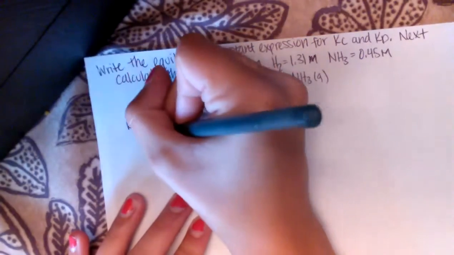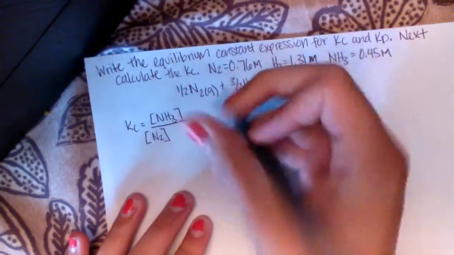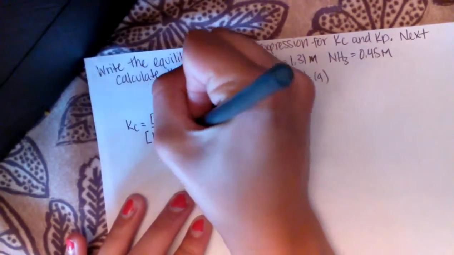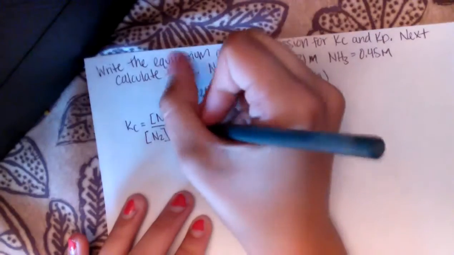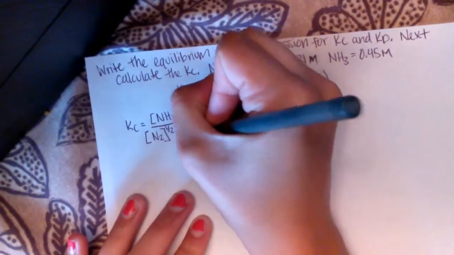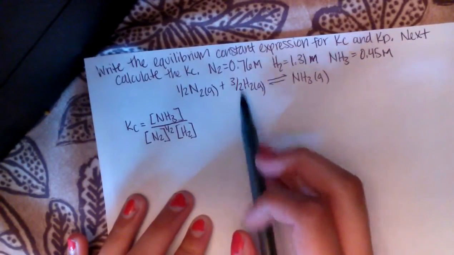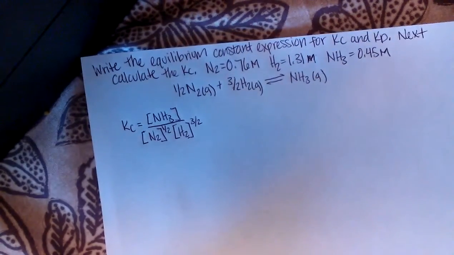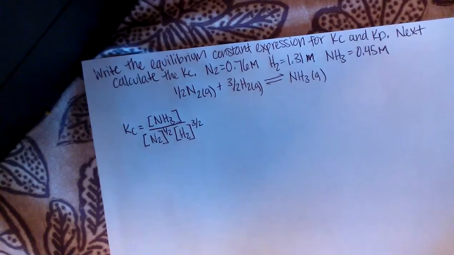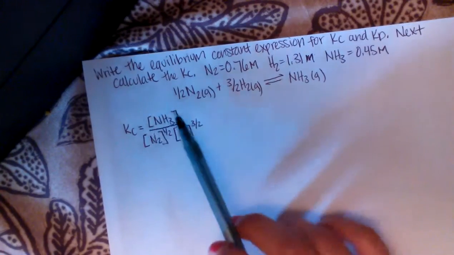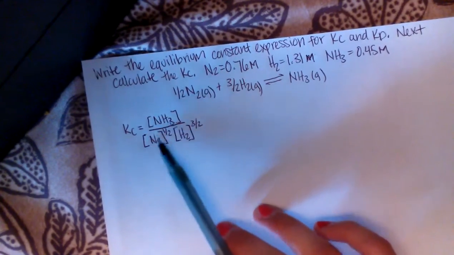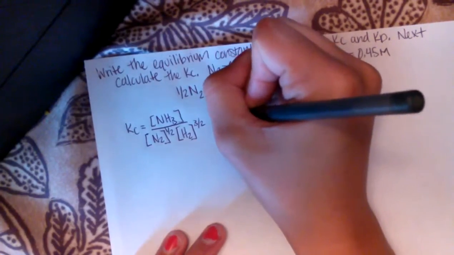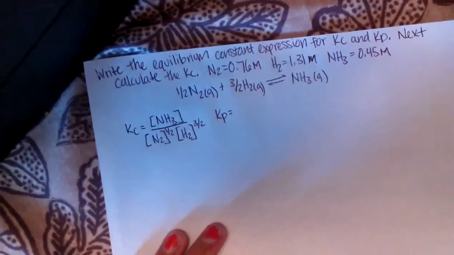So I'll start with N2. And as you can see, its coefficient is a half, so you raise it to the half power. And then we do H2, and we'll raise that to the 3 divided by 2. And that would be your Kc expression. A thing to note is in this Kc expression, our values are in brackets. When we do the Kp next, those are going to actually be in parentheses.